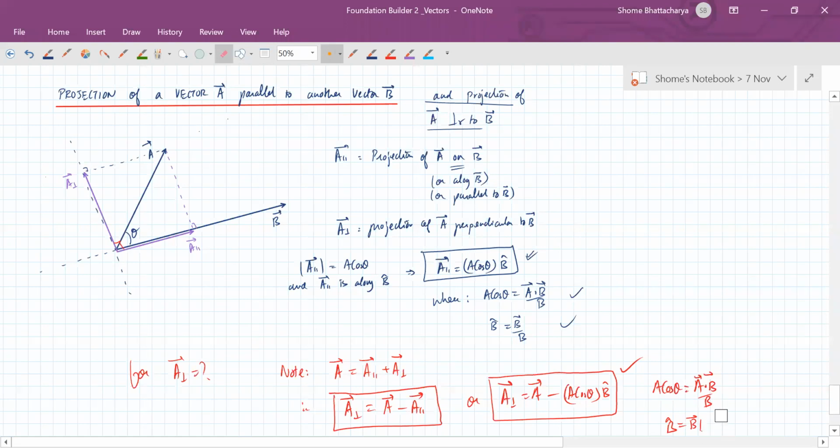So this is still part of the applications of dot product. When we finish these applications, we will come to the last part of vectors, which is cross product.